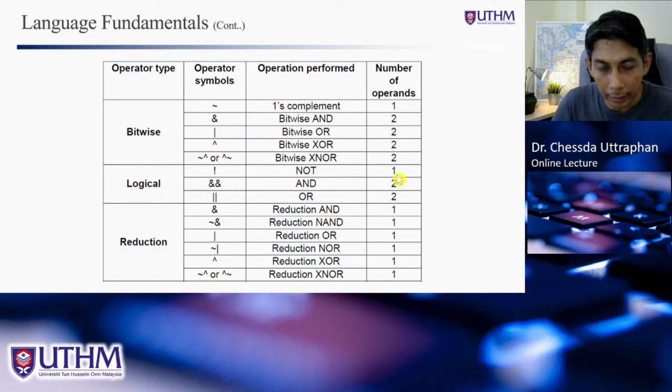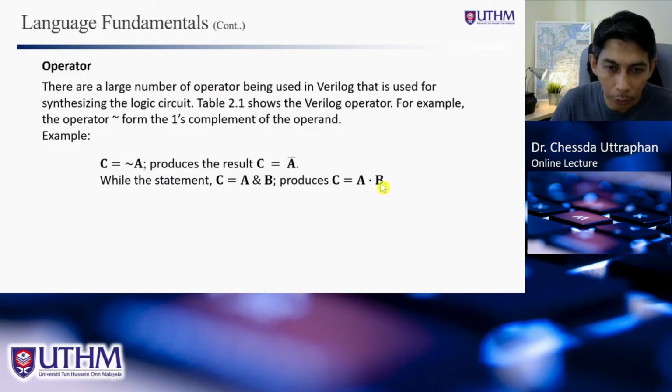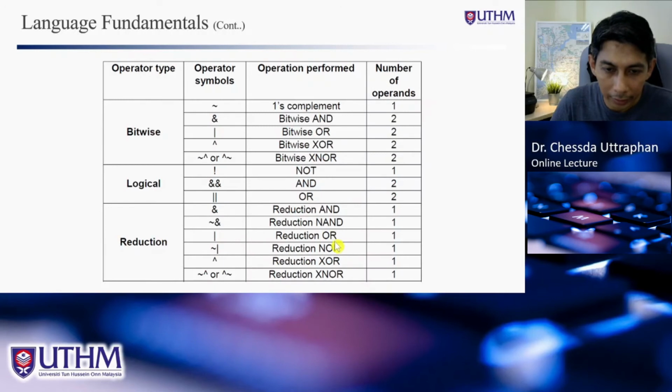And here again, the number of operands is the same. NOT is 1, AND is 2, OR is 2, and this double symbol, the reduction group, is interesting. So reduction AND has only 1 operand. What we know is that AND must have 2 operands, right? OR must have 2 operands, but in reduction, this is 1 operand.